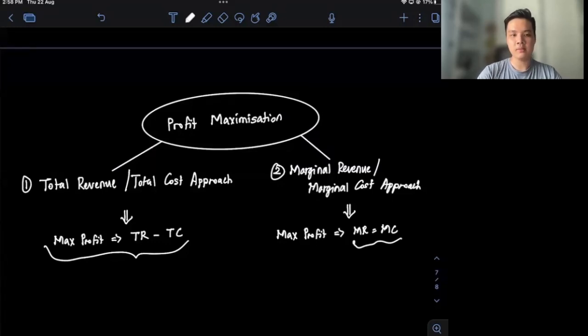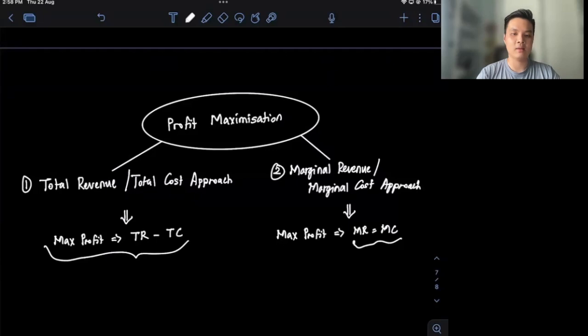Let's think about this logically. If it continues to produce beyond this point, your marginal revenue can be higher or lower than your marginal cost. So this means that the firm is either producing less or more than the profit maximizing level of output. And there's actually only one point in all of the permutations of marginal revenue and costs when the firm can do nothing in order to improve its profits. And this singular point is where your marginal revenue equals your marginal cost.